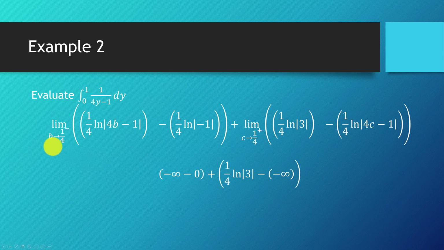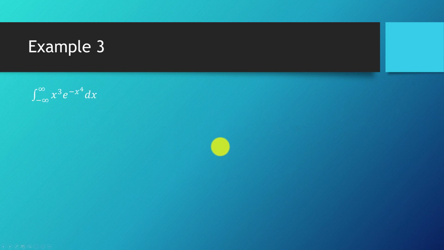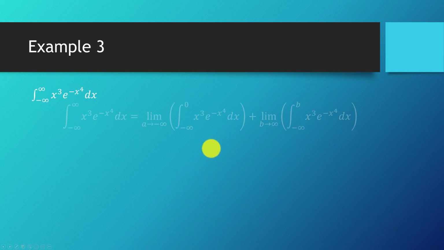If we take the limit as b approaches 1/4 from the left, we will get this natural log to diverge. So this is saying the area in this section diverges. And really, as soon as we get that, we pretty much know the whole thing is going to diverge. Diverges. Cool. Example 3, negative infinity to infinity, x cubed e to the negative x to the 4th.